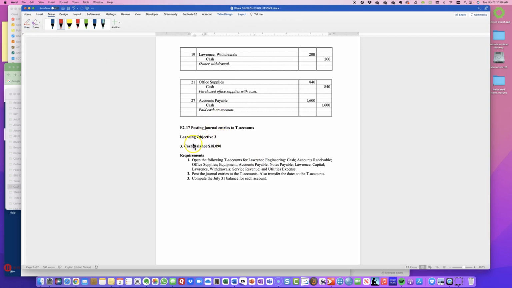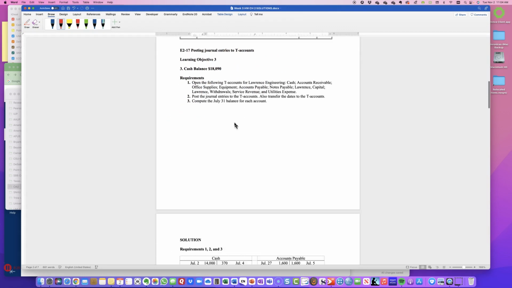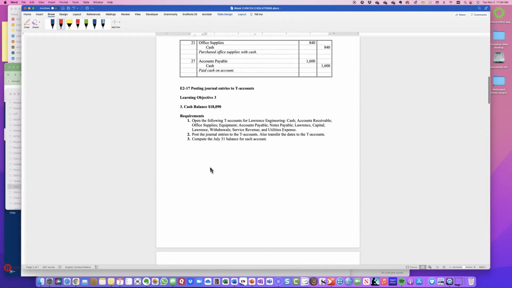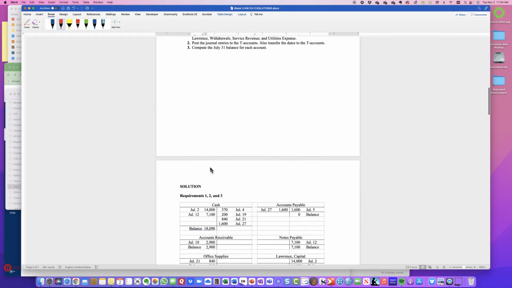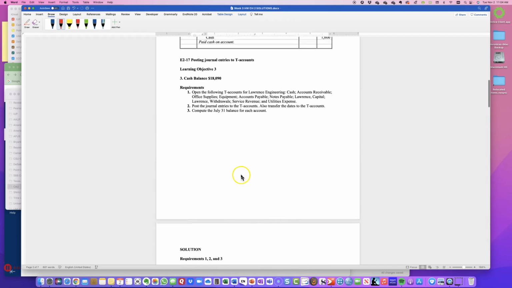Then what we're going to do is post these journal entries to the T accounts, and we have a cash balance of $18,090. That's our balance here, as you can see, the $18,090. That's our check figure that was given to you. Basically, you're going to open the following T accounts: cash, accounts receivable, office supplies.